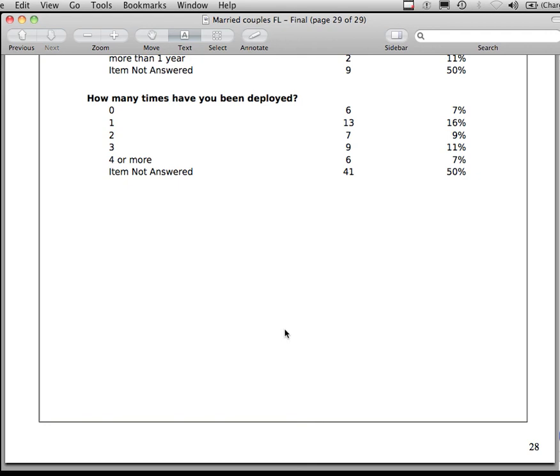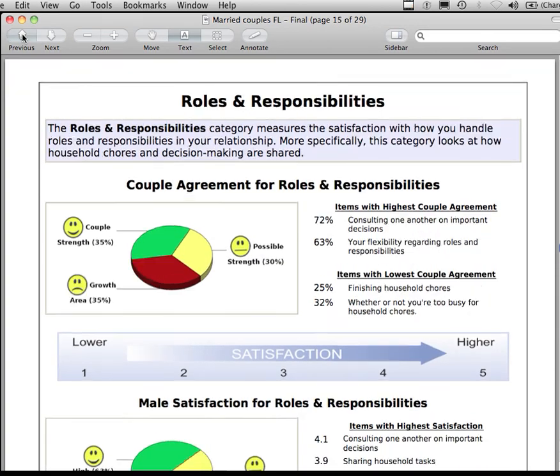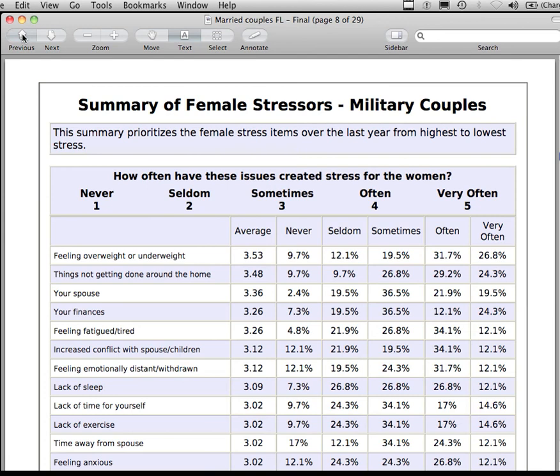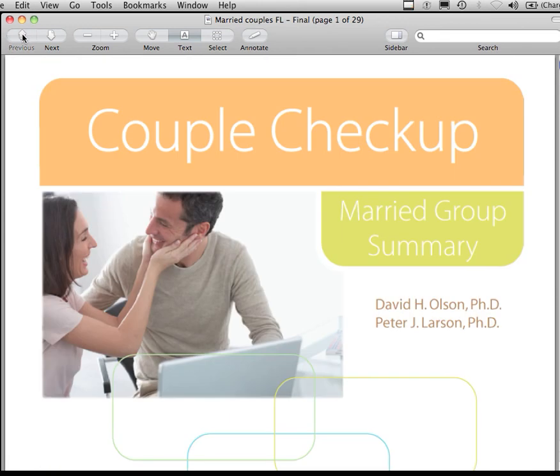You can also see, however, that the confidentiality and privacy of the couples is protected. There's no names or information that identifies any one couple in the checkup summary report. And that's one reason that we keep it to a minimum of 5 or more couples to even generate a report. So that protects their confidentiality but gives you as a leader a lot of great information to go on.